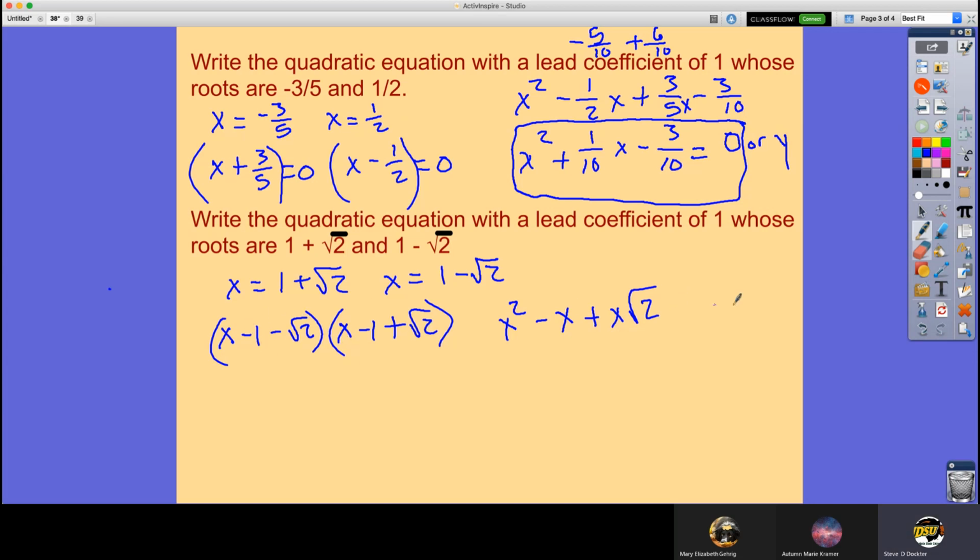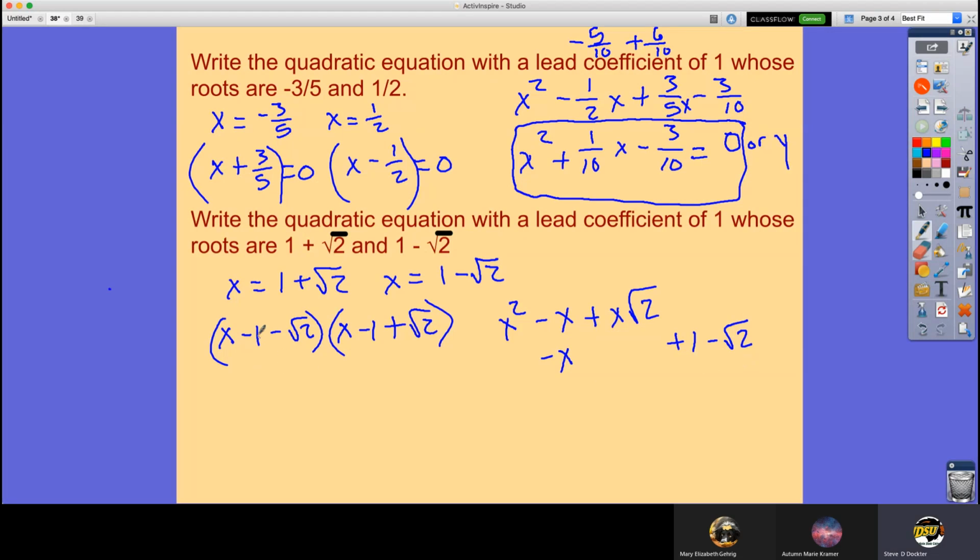Then we're going to take negative 1 times all three of these. And instead of putting it behind it, I like to line up my like terms. So negative 1 times x is a negative x. I'm going to put it below the other x term. Negative 1 times negative 1 is a positive 1. We don't have one of those terms, so I'm going to throw it on the end. And then negative 1 times square root of 2 is a negative square root of 2.